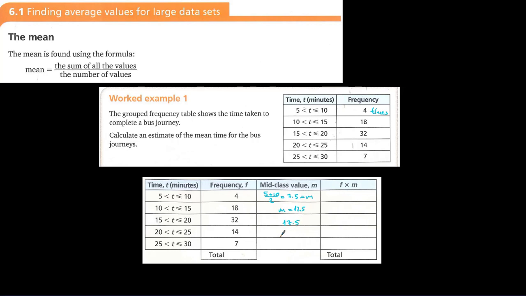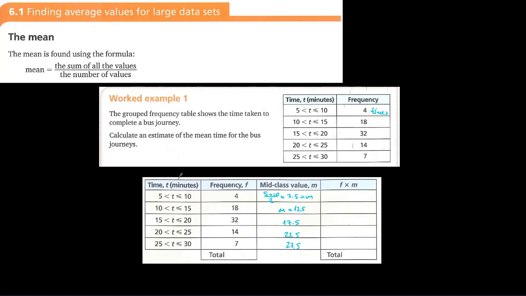Then 20 to 25 is 22.5, and 25 to 30 is 27.5. These are the mid-class values.